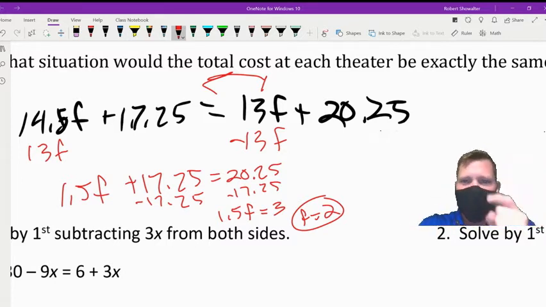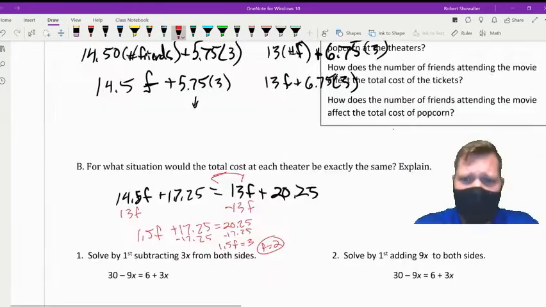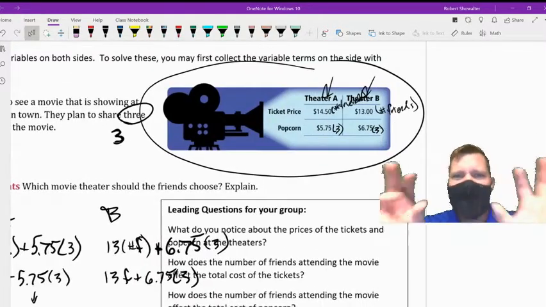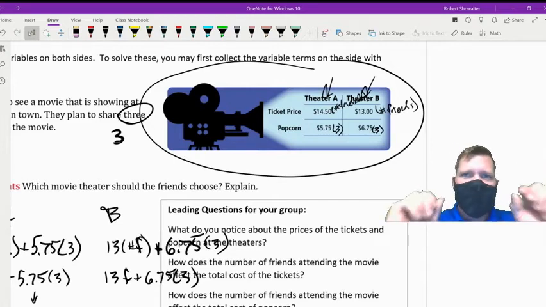The other is going to be cheaper with 1 friend, 2 friends, and then with 3 friends, the other theater is going to be cheaper. So if there are 3 or more friends, let's look at this. Which one's going to be cheaper? Theater B is going to be cheaper, even though the amount for the cost of popcorn is more. That's okay.